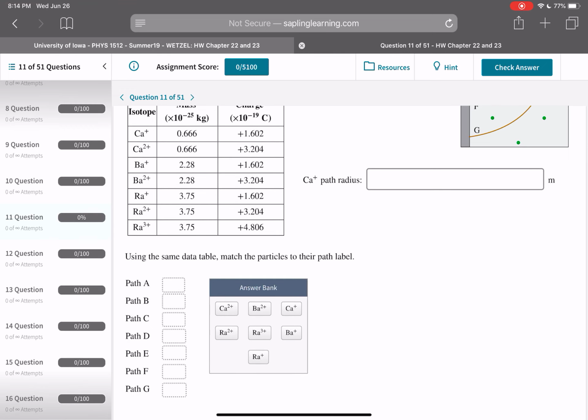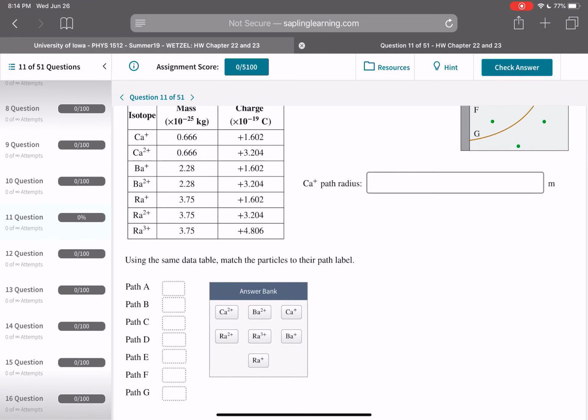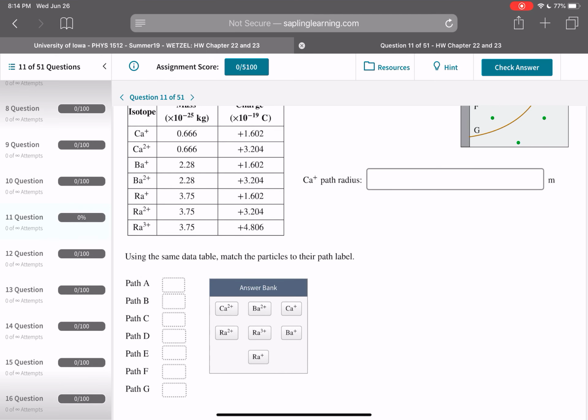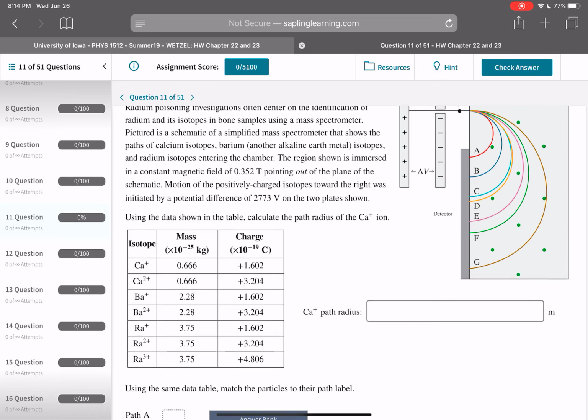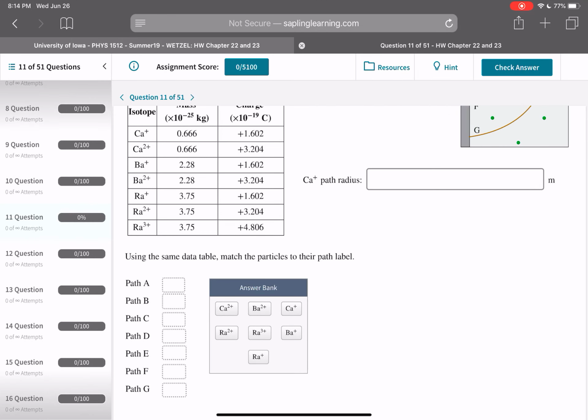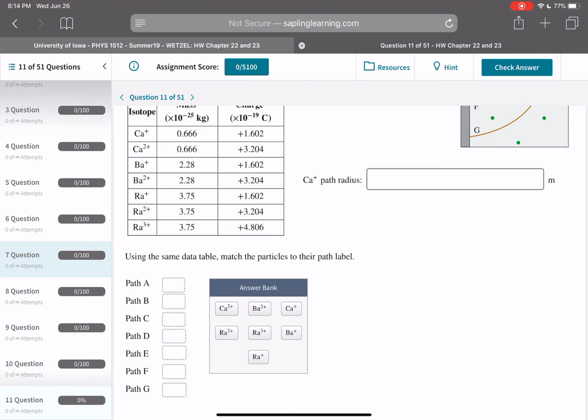And then using the same data table, based on the charge and the mass, you can plug in the ones that have the biggest radii, and just sort them, so you might have to calculate each of those.